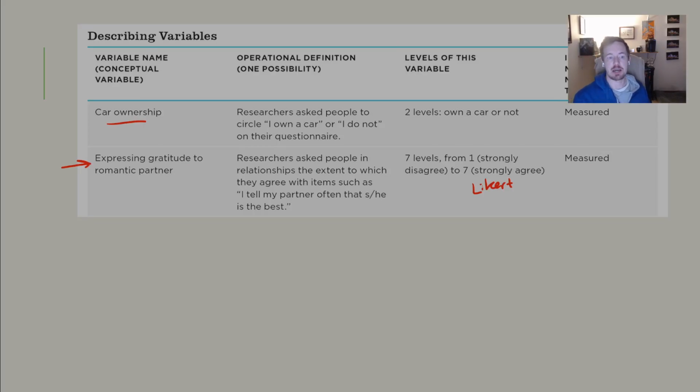But that is an example of taking something that's really complex and abstract, like gratitude, and turning it into something that we can directly measure, where I can give you this scale, and you can respond on it, and then I can show it to everybody, and we can all agree what you selected here.